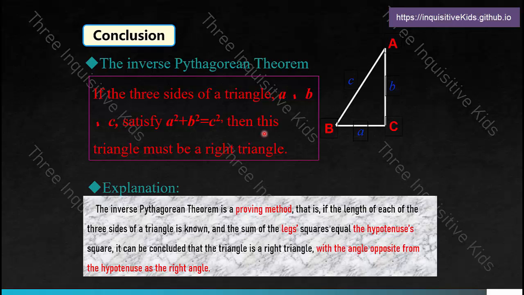All right, and here's the explanation. The converse of the Pythagorean theorem is a proven method: if the lengths of all three sides of a triangle are known, and the sum of the squares of the legs equals the square of the hypotenuse, it can be concluded that the triangle is a right triangle, with the angle opposite the hypotenuse as the right angle. So basically what it's saying is if the three sides of a triangle ABC satisfy the Pythagorean theorem, then this must be a right triangle.